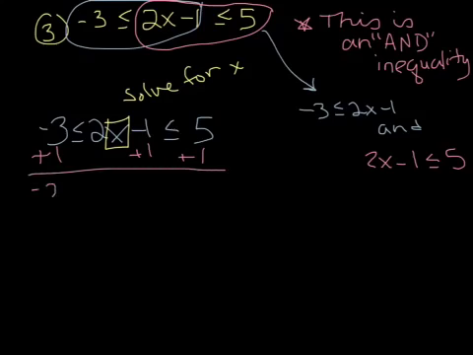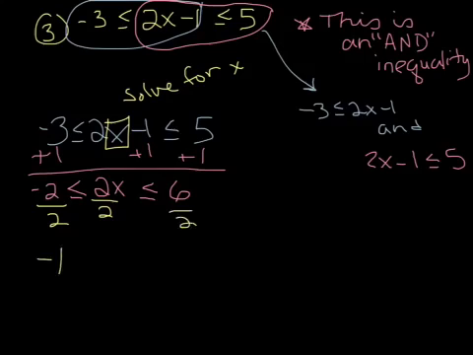I end up getting -2 is less than or equal to 2x is less than or equal to 6. So my second part is the same exact thing, same exact idea. We're going to get rid of that 2. We get rid of the 2 by dividing everything by 2. Then I end up getting -1 is less than or equal to x is less than or equal to 3. And that is actually my answer.